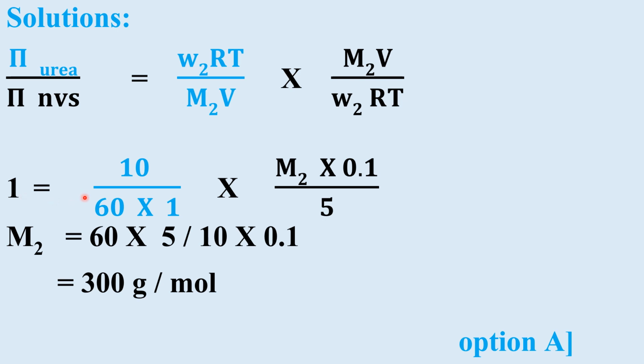So 1 is equal to W2, which is given as 10 gram, over M2, given as 60, and volume given as 1 cubic decimeter, that is 1 liter, into M2, which we have to find out. Volume of the solution of non-volatile solute is 100 ml, that means 0.1 liter, divided by mass of the non-volatile solute, which is 5 gram. Working out for M2, M2 is equal to 60 into 5 divided by 10 into 0.1, that is equal to 300 gram per mole. That is, option A is correct.